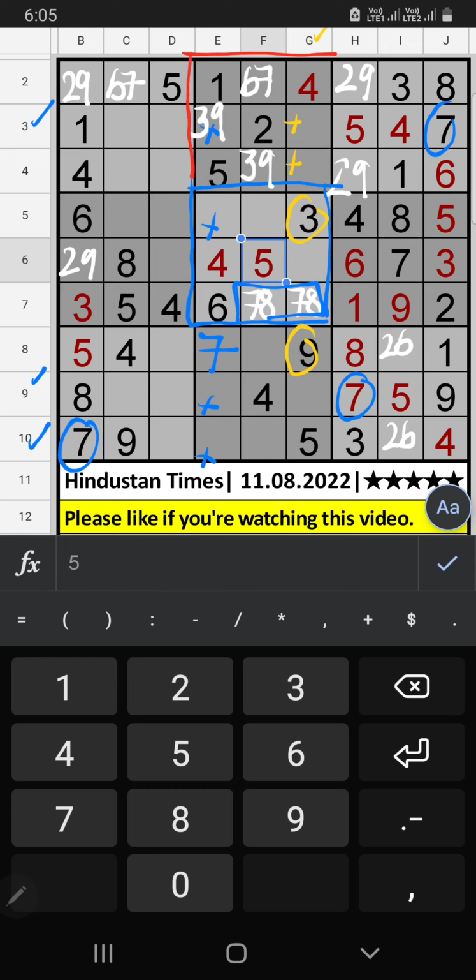Second grade, we have 1 and 2. So 1 and 2 can't come in these cells. It will come in another 2 cells. We will confirm later.